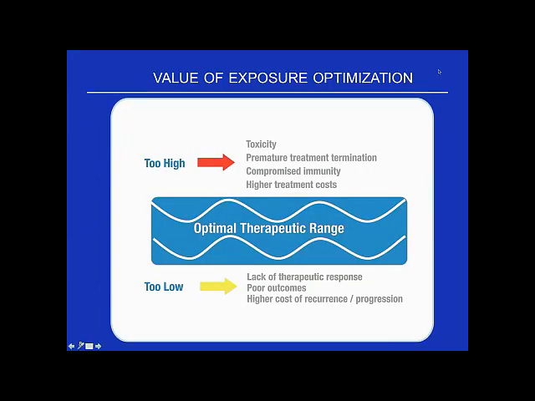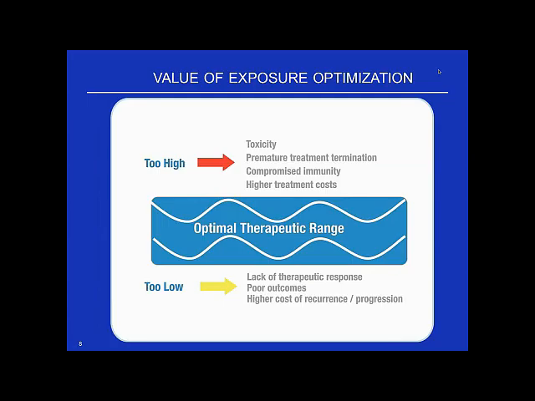For any drug, there's kind of an optimal therapeutic drug range, the so-called sweet spot. Below that sweet spot, when the plasma drug levels are too low, that can lead to a lack of clinical activity, which obviously then would be associated with poor clinical outcomes, which can then also lead to a higher cost of disease progression, disease recurrence.